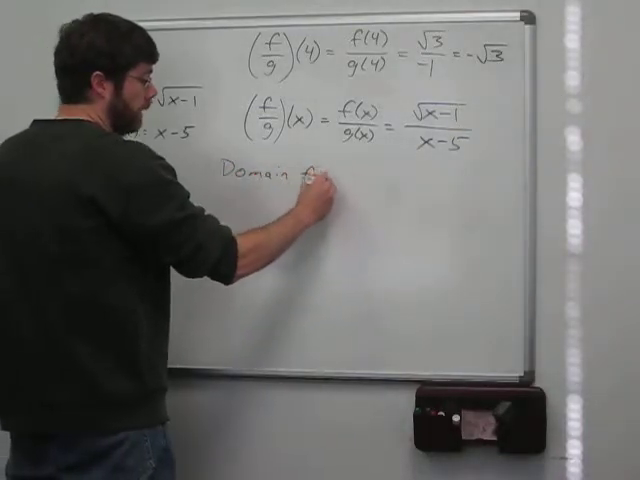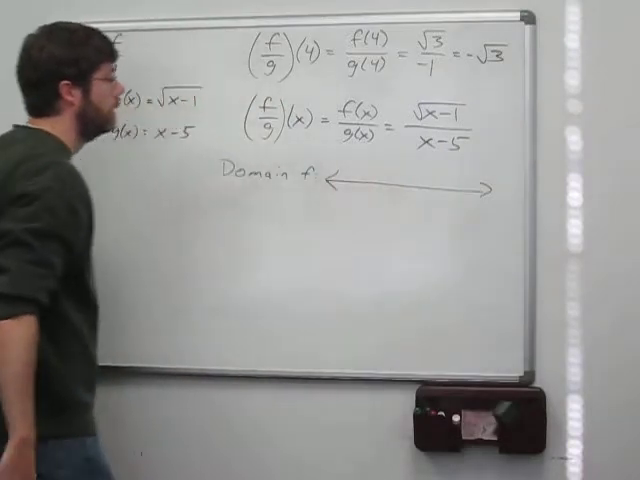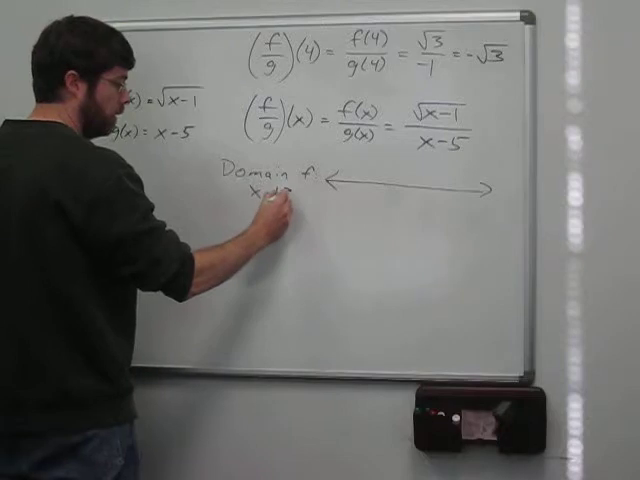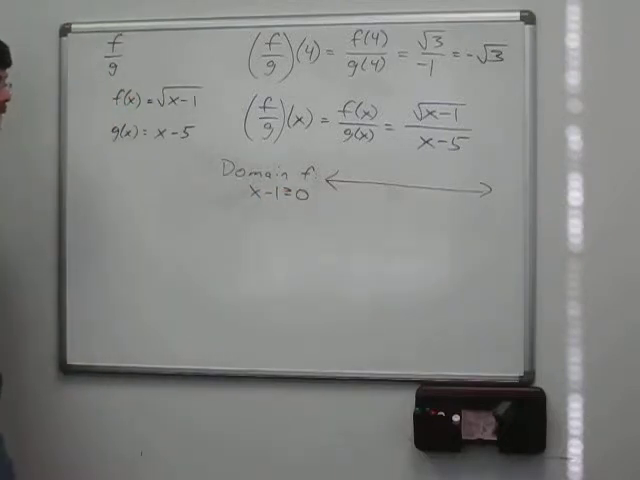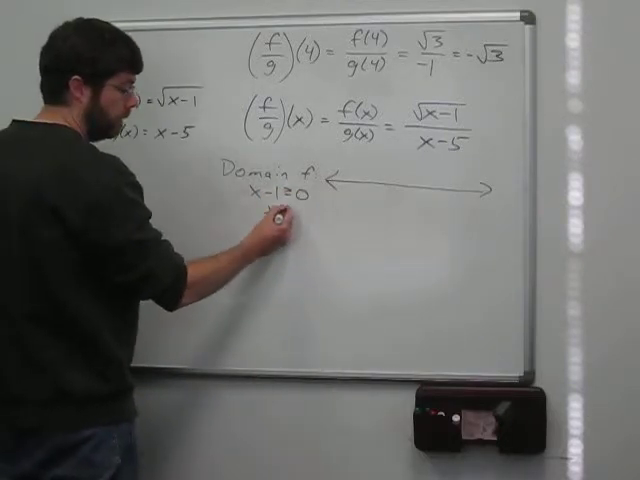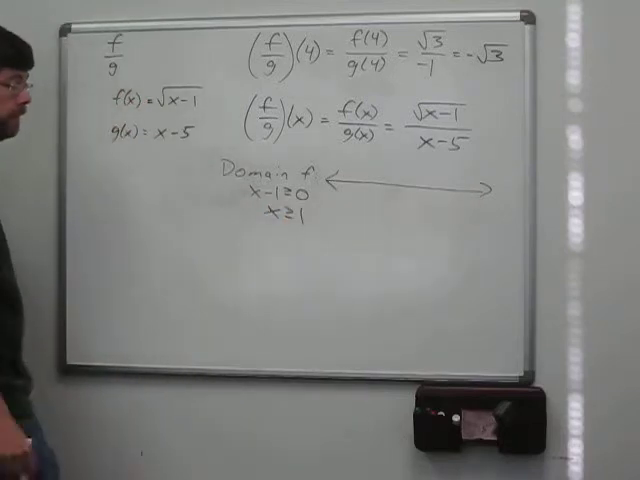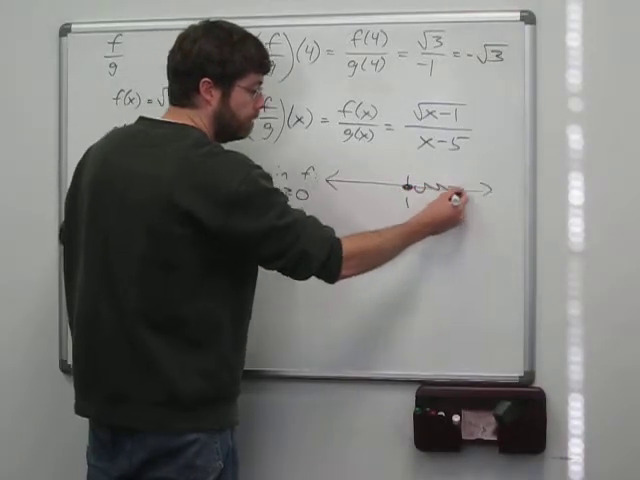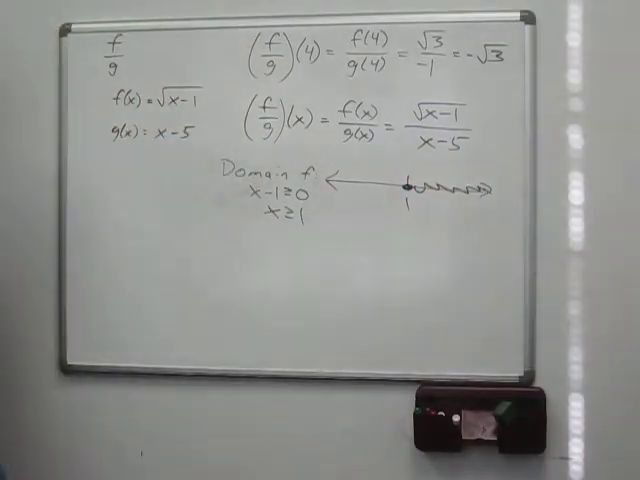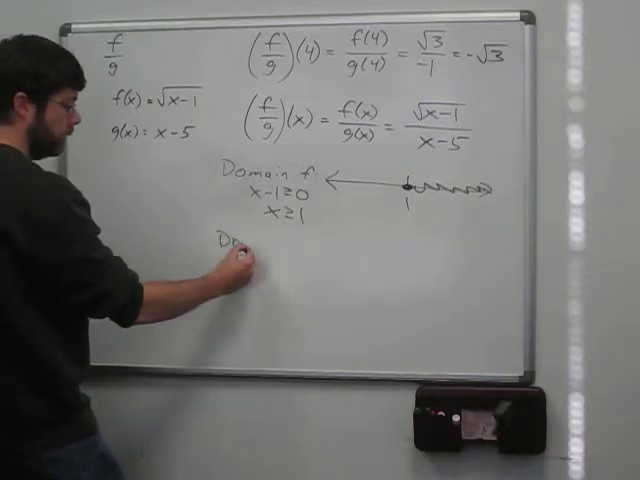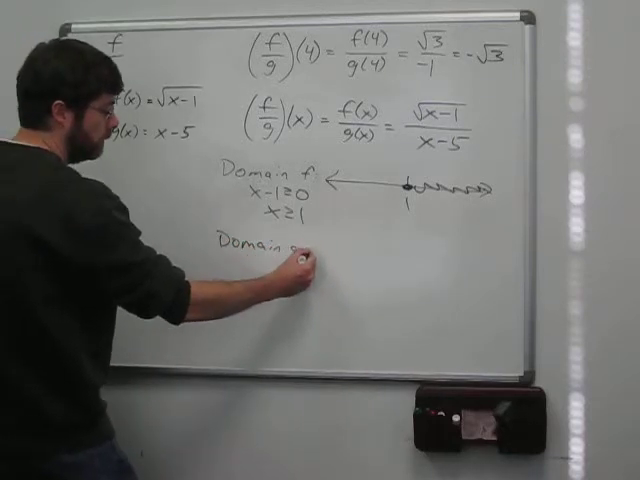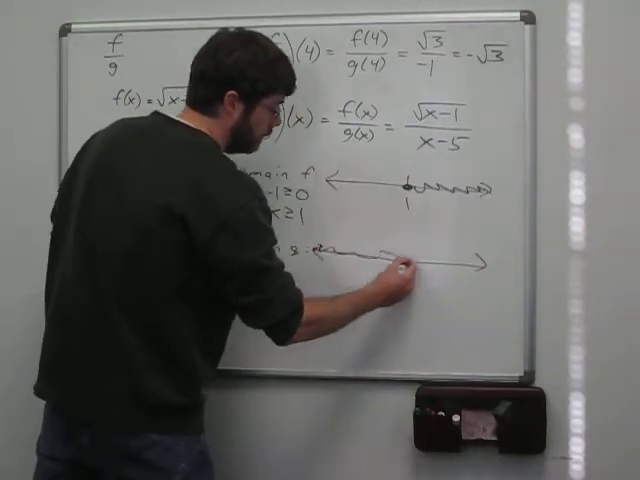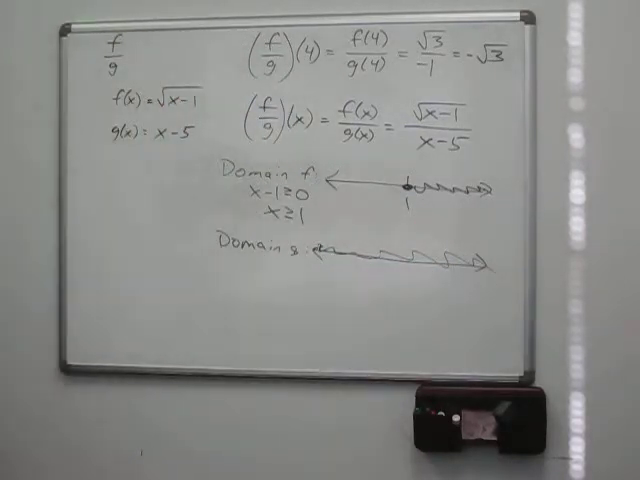So, start by finding the domain of f. f is the square root of x minus 1. We have to make sure that x minus 1 is greater than or equal to 0. So the domain of f is any x that's at least 1. And there's the graph for that set. Then consider the domain of g. g is a polynomial, so the domain is all real numbers.